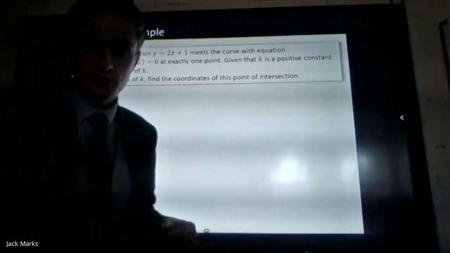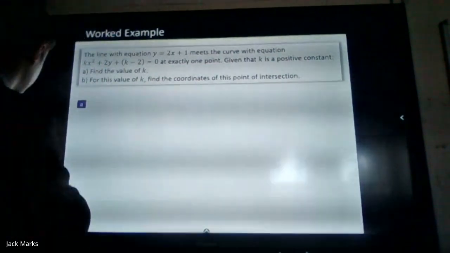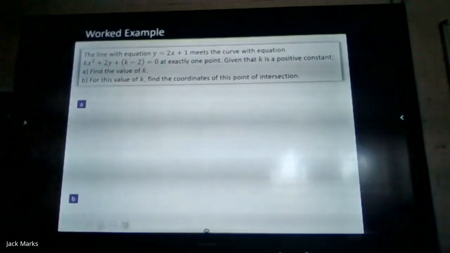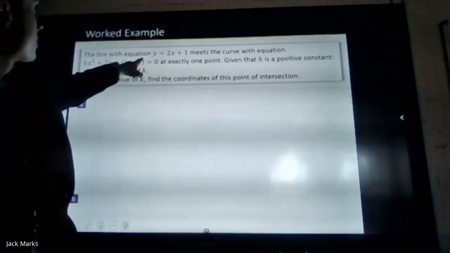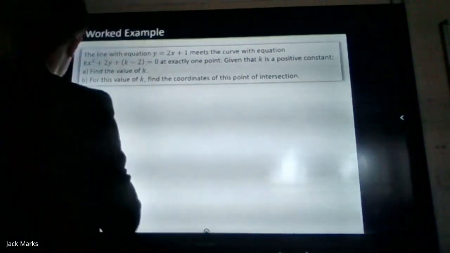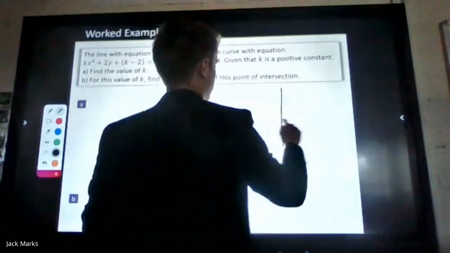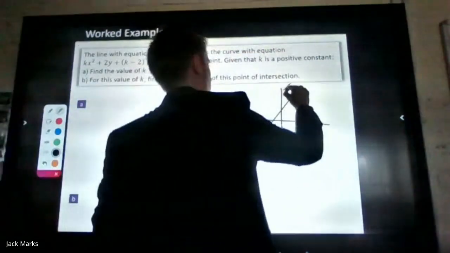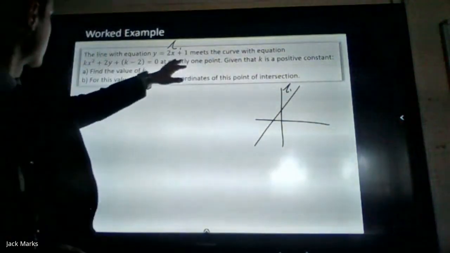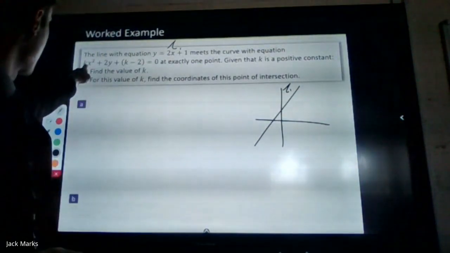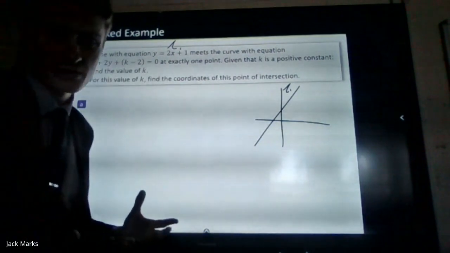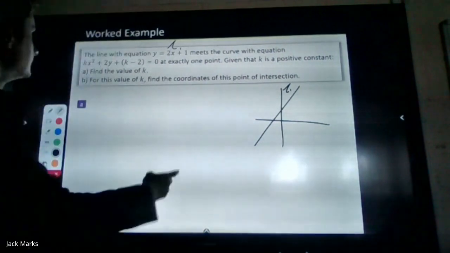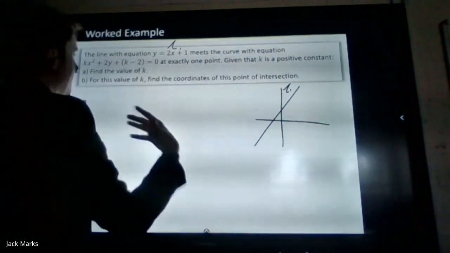Let's do a worked example now then, something a little bit wordier. Let's just annotate. The line with equation y equals 2x plus 1, so there's a straight line. Let's just draw it. There's a line that looks like that. Let's call that L1. It meets the curve with equation x squared plus 2y plus k minus 2 equals 0. The problem here is I can't really draw that. I don't know what it looks like. But it meets this curve at exactly 1 point.